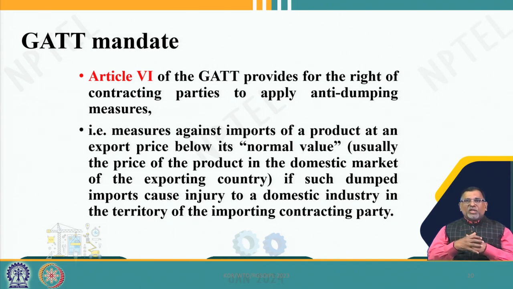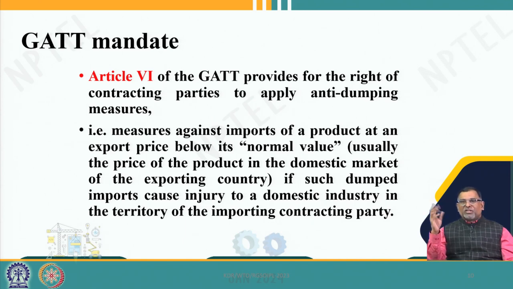Then after the Second World War, we talked about the failed ITO, then the GATT came into existence. So, Article 6 talks about anti-dumping actions, because the members were concerned about the imposition of additional duties from the very beginning of GATT. So, what does Article 6 say? Article 6 says that measures apply against imports of a product at an export price below its normal value. So, the WTO definition is definitely sourced from the GATT provisions, and it explains what the normal value is: usually, the price of the product in the domestic market of the exporting country.